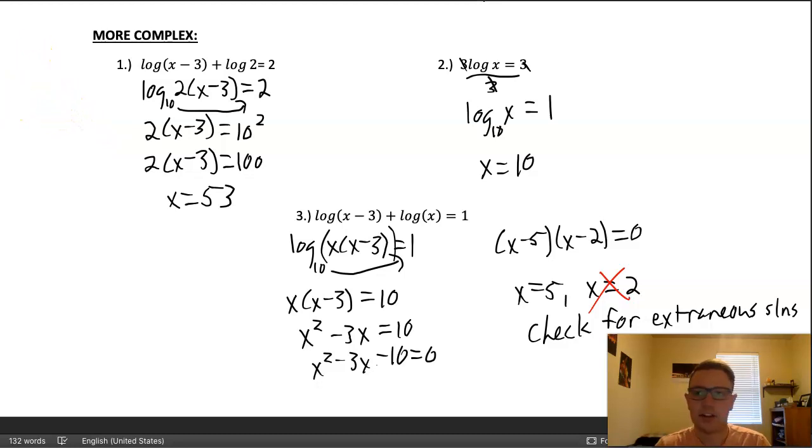And folks, that's all there is for this lesson. We're just learning how to solve logarithmic and exponential equations.